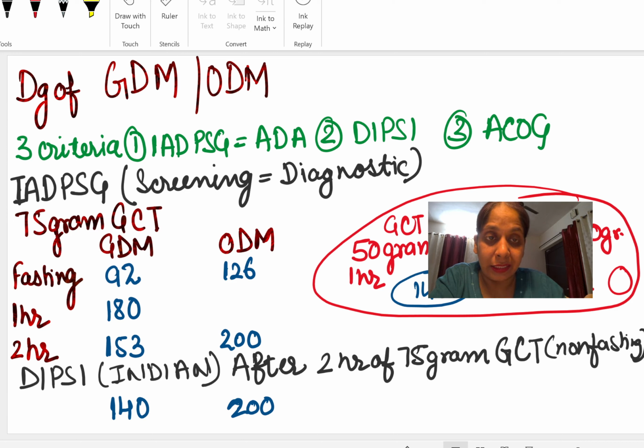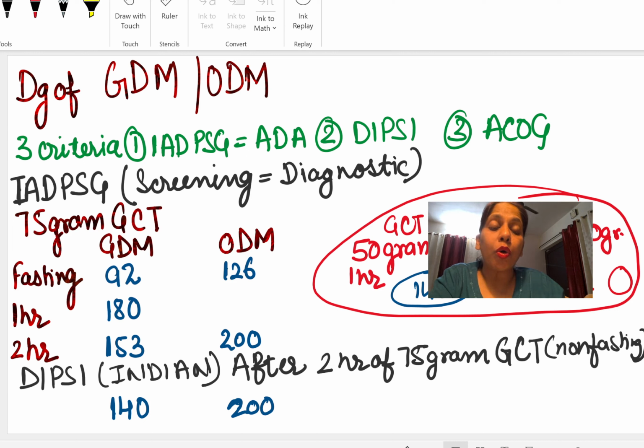Here we do the glucose challenge test with the help of 75 gram glucose. We do it only once at 24 to 28 weeks. We call the patient fasting, and we give 75 gram glucose. The patient drinks it by mixing it in water, and the cutoff values to diagnose gestational diabetes mellitus: fasting is 92, 1 hour is 180, and 2 hour is 153. Here you have to learn each value. How we remember: 92 is something, its double is 180, and then going back is 150.